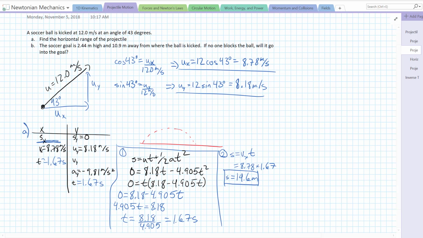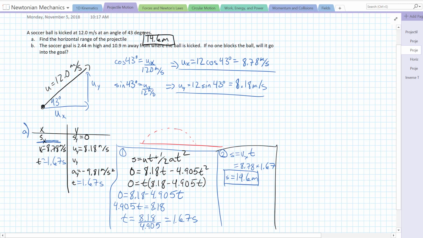Here's our answer for part A. 14.6 meters. Okay, well, part B is a little different. Part B says the soccer goal is 2.44 meters high and 10.9 meters away from where the ball is kicked. If no one blocks the ball, will it go into the goal? So this is a yes or no question, but we're going to have to back it up with some math.